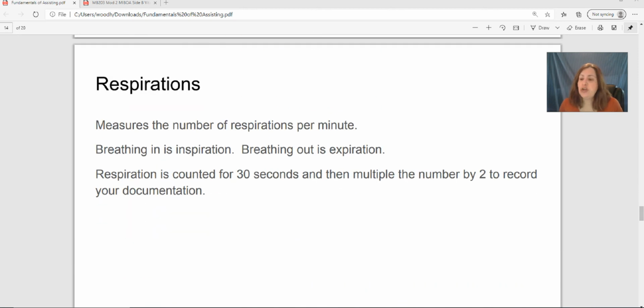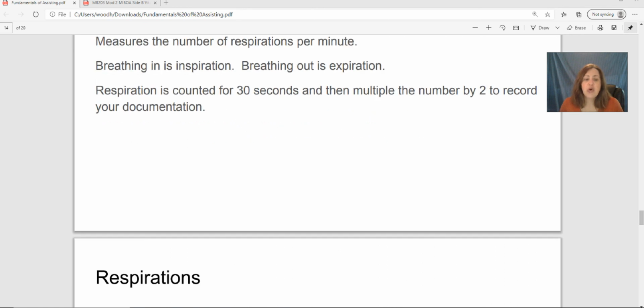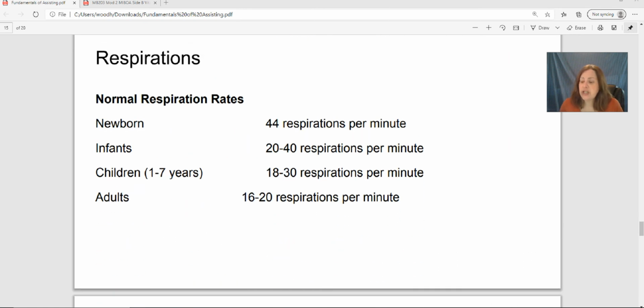Respirations. How many times do you breathe in and out per minute? So you count for 30 seconds, again, multiply by 2 in your documentation. Respiration is normally 16 to 20 per minute. That's going to go down as you get older. I know in those last days of my father's life, I swear, he breathed 4 times a minute. So it goes down as you are ill. And it's much higher when you're little. You can see 44 a minute for a newborn. That's like double. That's crazy high.